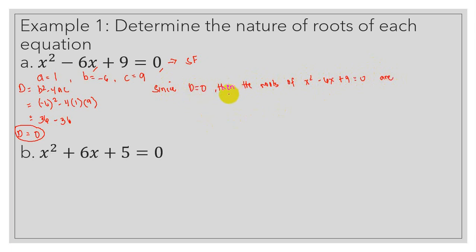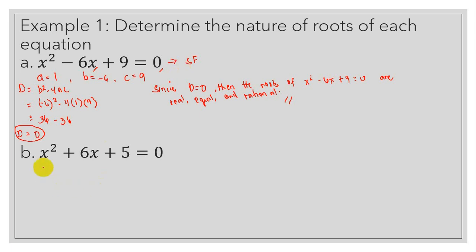Okay, so the discriminant is 0. We can say now that the roots are real, equal, and rational. As simple as that. This is now your answer. So this is now the nature of the roots of the quadratic equation, x squared minus 6x plus 9 equals 0.